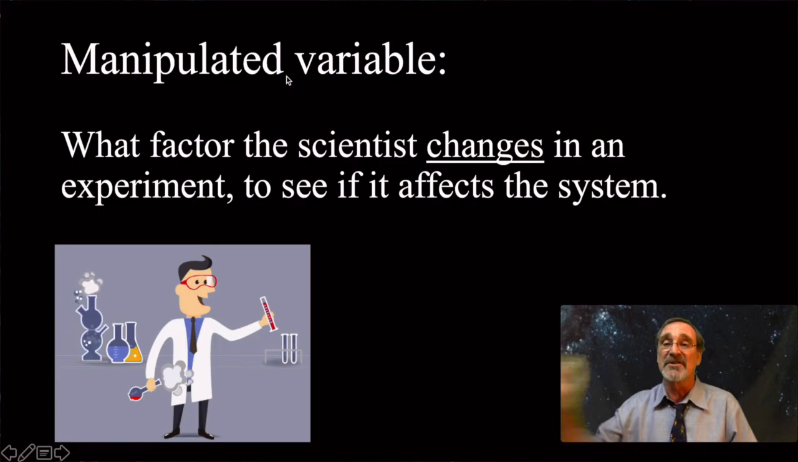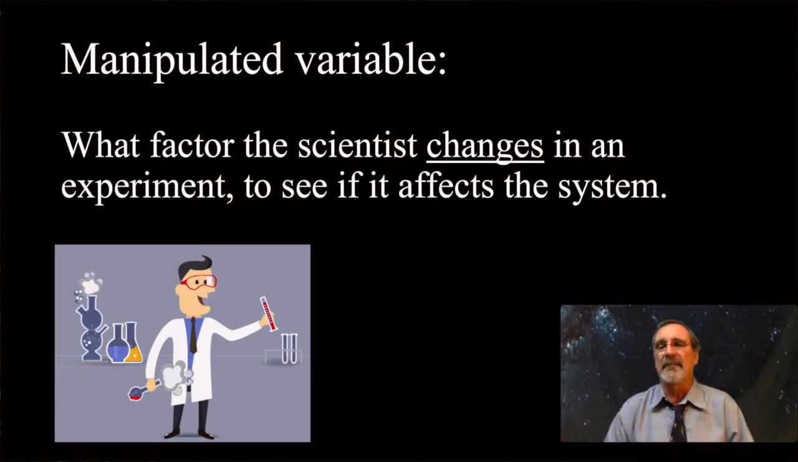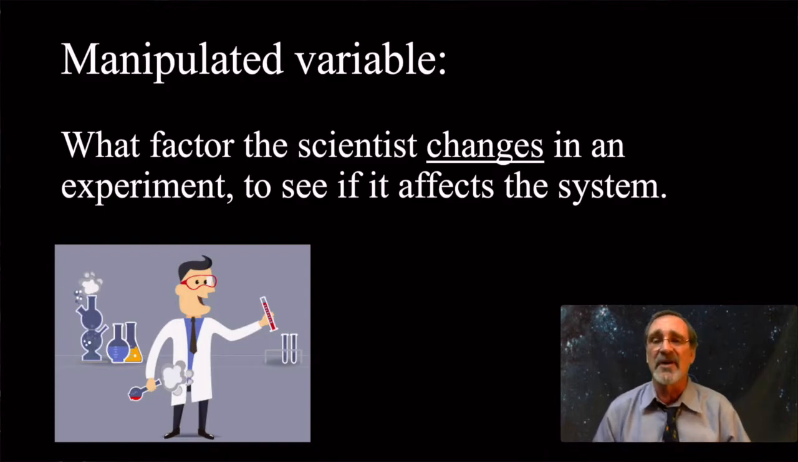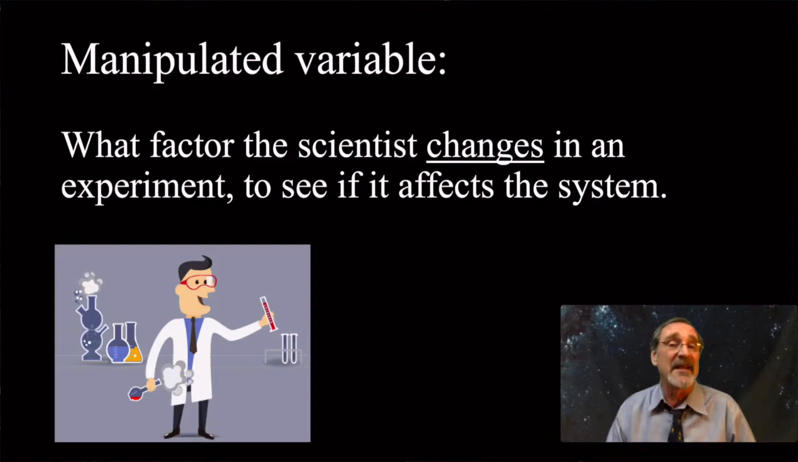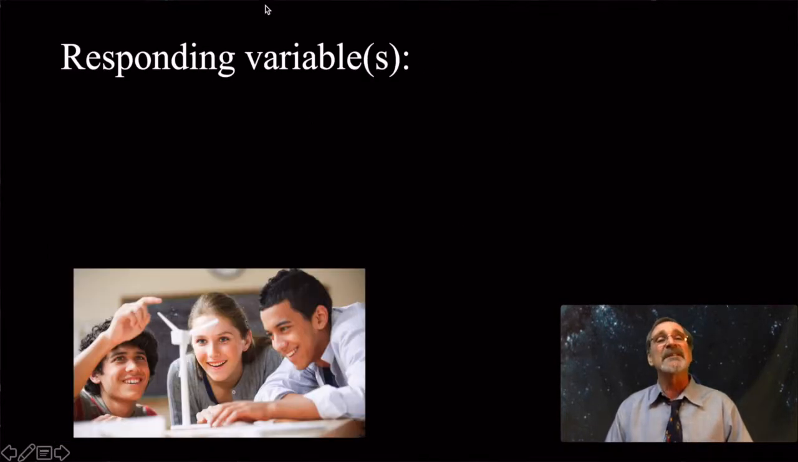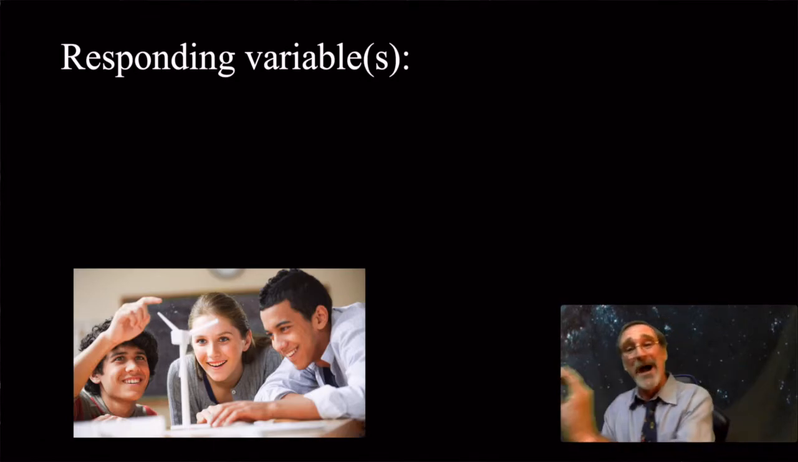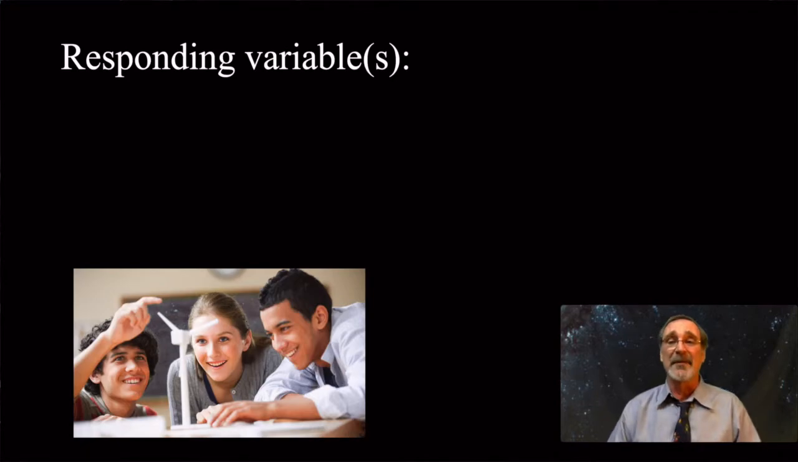He changes as he does the experiment, like whether you get the headache medication or whatever it is you're trying to test. Okay, so you're trying to see if it has an effect on the system. That's the manipulated variable. Moving into the next one is the responding variable. What you want to see is if this one responds to the presence of the manipulated variable.